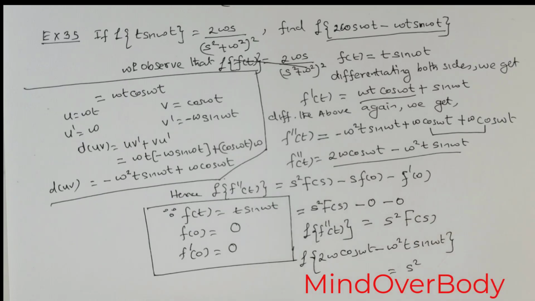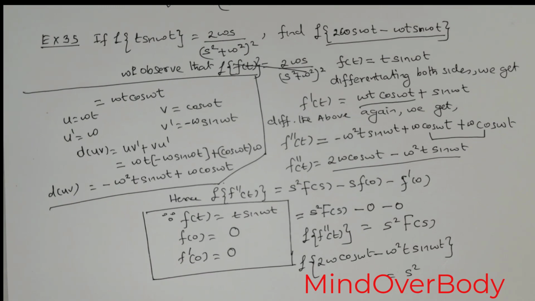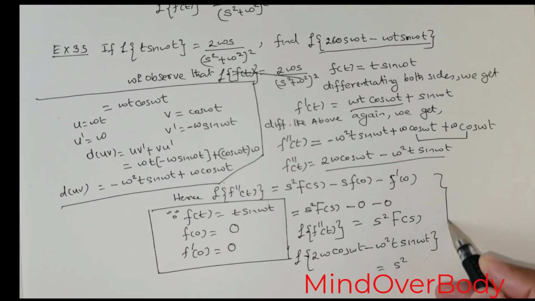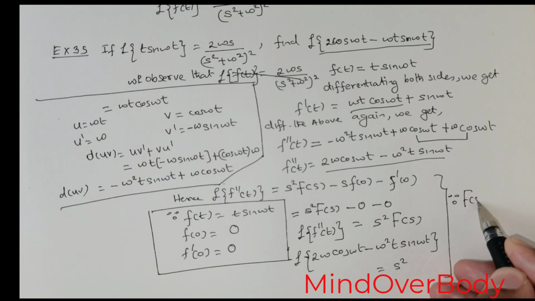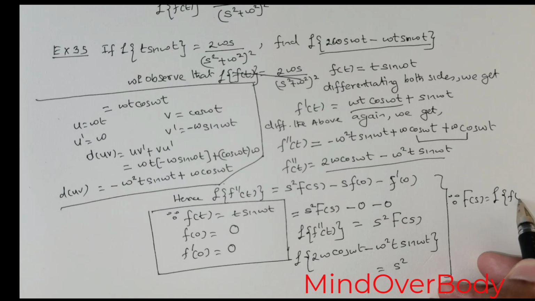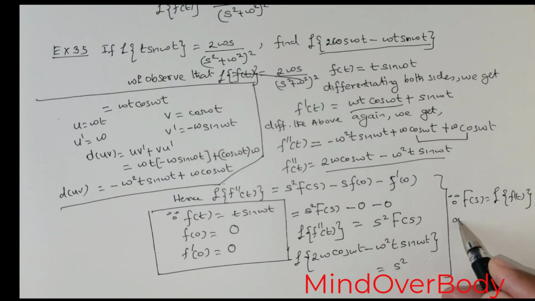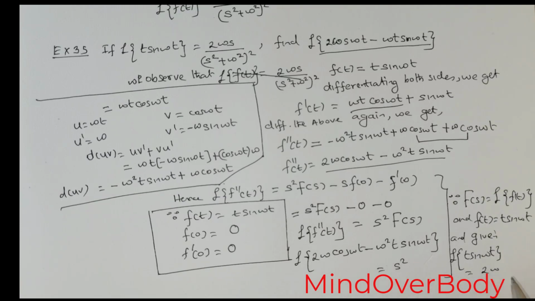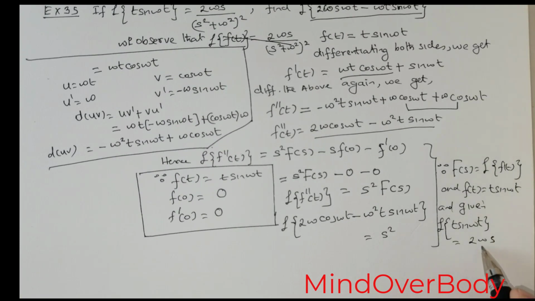s squared. But what is capital F of s? That's nothing but the Laplace transform that we have been given, isn't it? Let me write that down. Since F of s is nothing but the Laplace transform of f of t, and my f of t is t times sine omega t, and it's given. The Laplace transform of t times sine omega t is given to be 2 omega s divided by s squared positive omega squared raised to the power 2.